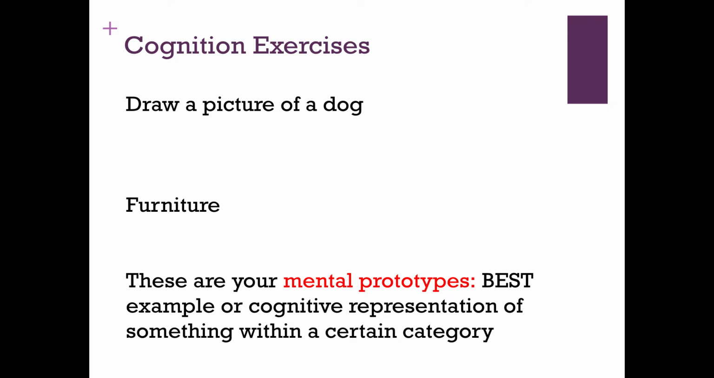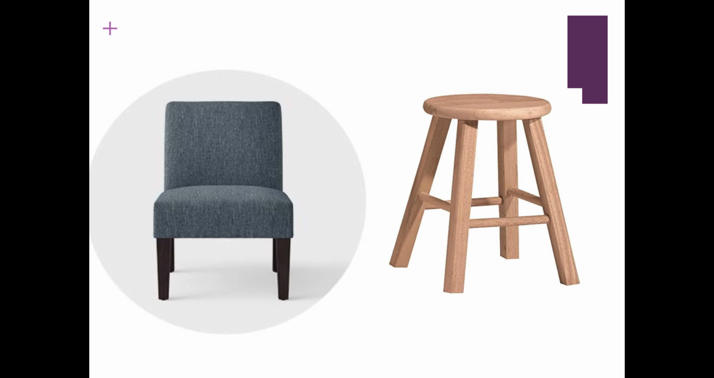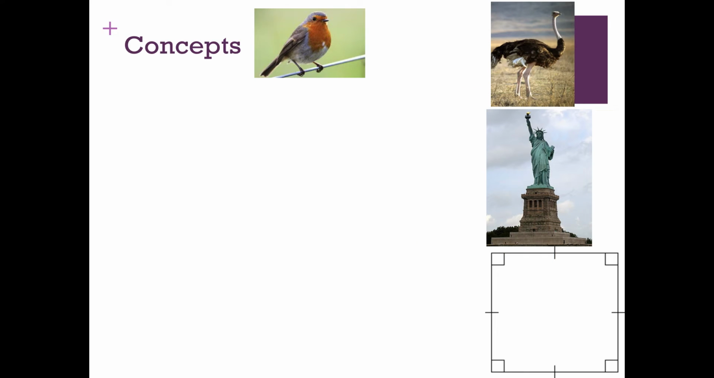So I'm curious what your picture of a dog looks like. Does it have floppy ears or pointy ears? Does it have a long tail or a short tail? Whatever it has, whatever it looks like, that's your particular prototype that's based on your experiences with dogs. Furniture, I think, is interesting. Research shows that most people, when they're asked to think of or draw a piece of furniture, they actually think first of a chair. So did you draw a chair or did you select another piece of furniture? These are your prototypes.